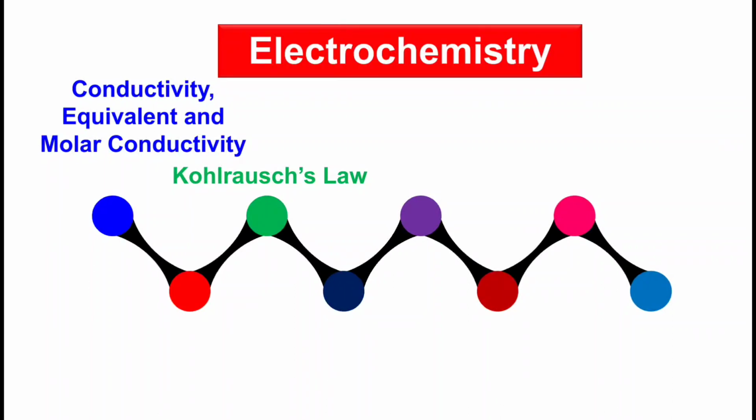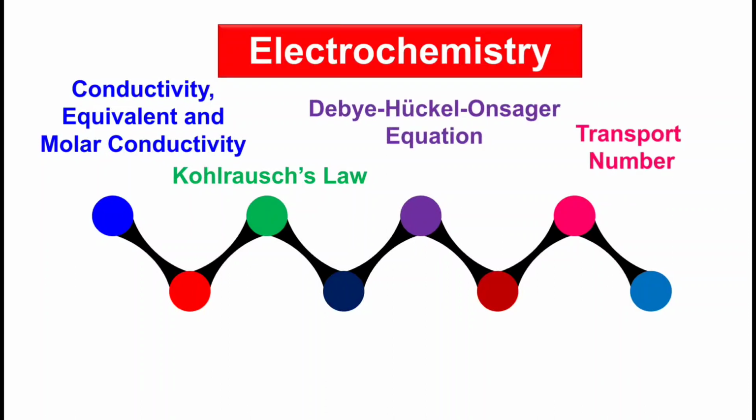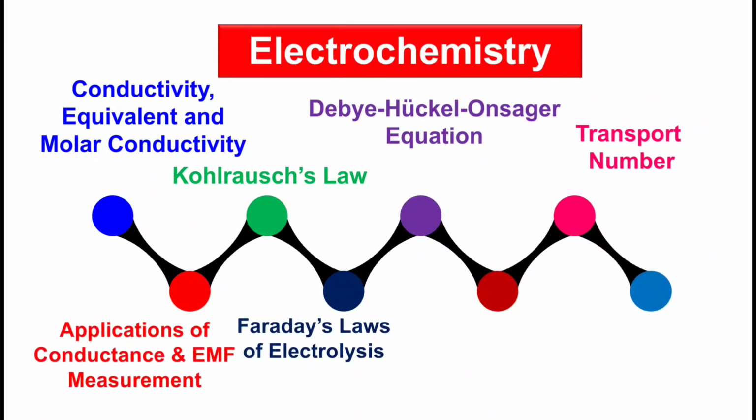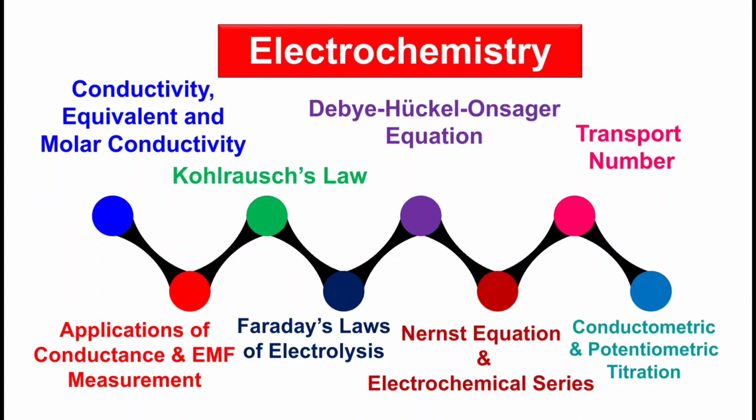Later, you need to read Kohlrausch's law, Debye-Huckel-Onsager equations, transport number, applications of conductance and EMF measurements, Faraday's law of electrolysis, Nernst equation and electrochemical series, and last we have conductometric and potentiometric titration under the heading of electrochemistry.